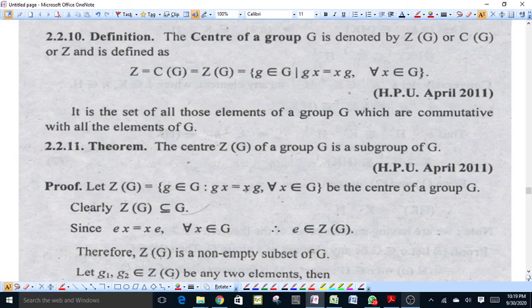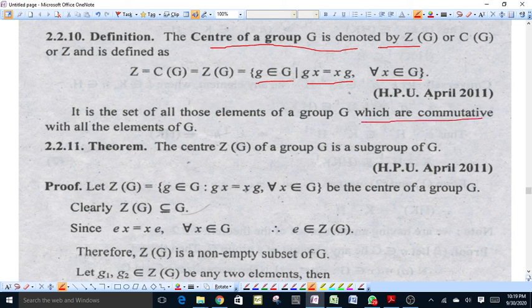Students, today we will continue the topic subgroup by defining the center of a group. Suppose G is a group, and the center of a group is denoted by Z(G) or C(G) or Z, and is defined as the set of all those elements of G such that gx is equal to xg for all x elements of G. It is the set of all those elements of group G which commute with all elements of G.